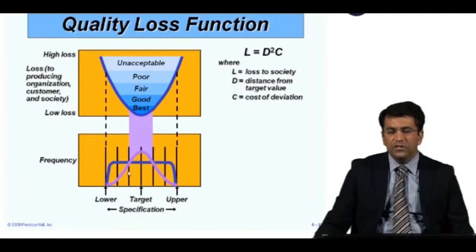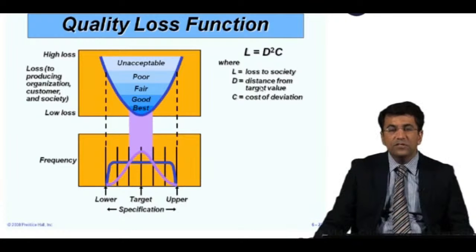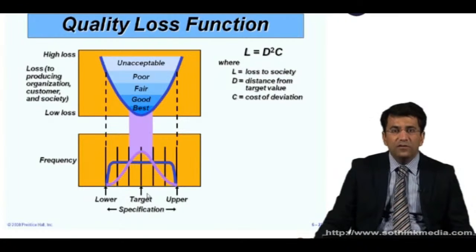So this is the concept of quality loss function, and this is the formula: L is equal to D squared C. What is L? L is the loss to society. So like the cost of quality, we can also measure this cost to society. And what is the cost to society? It is a function of distance from the target value. That is how far we are from the target value or the customer satisfaction. That distance is represented by D. And C is the cost of deviation. The more we deviate from the target value or the customer required value, the more we will have to suffer in the form of losses.